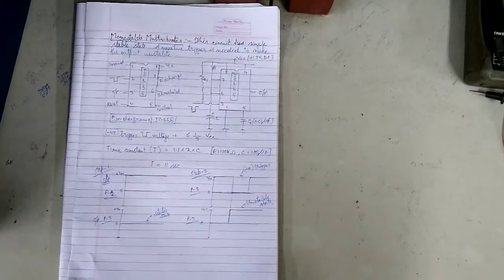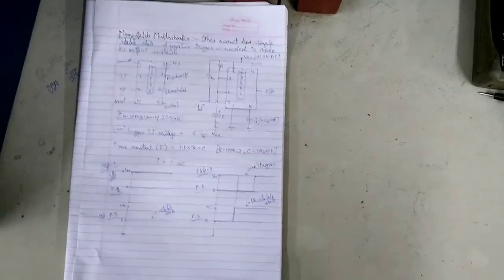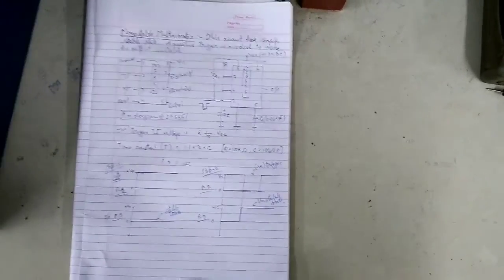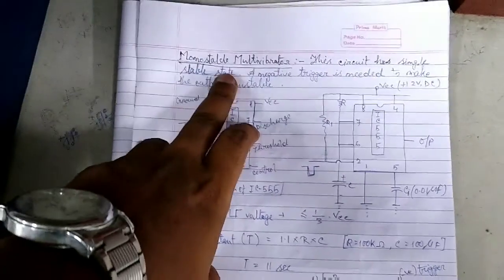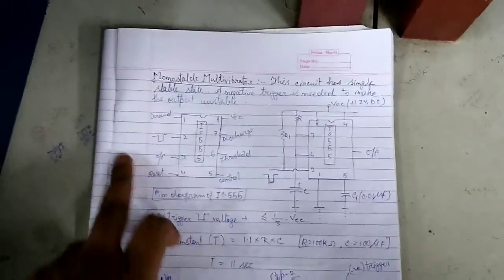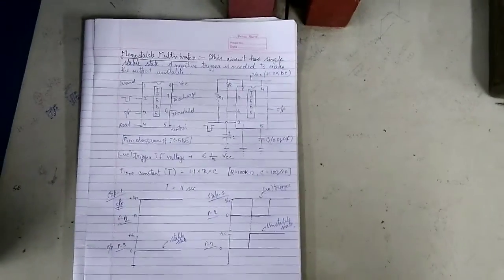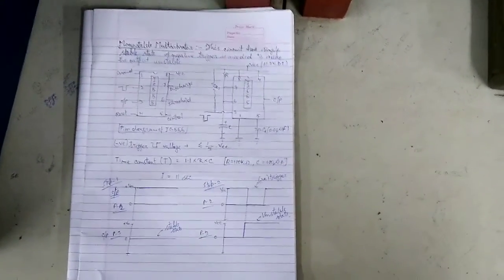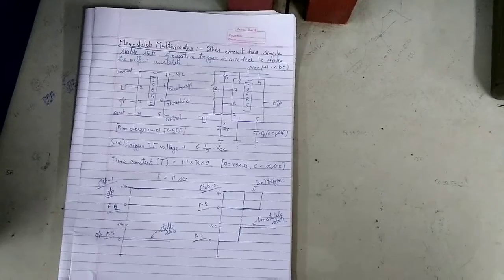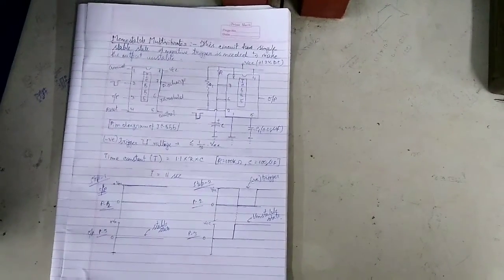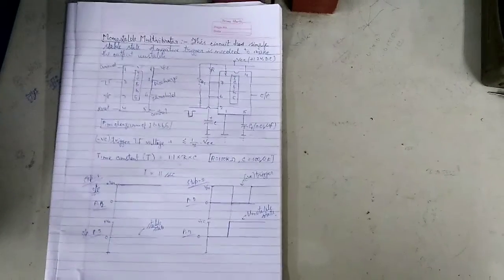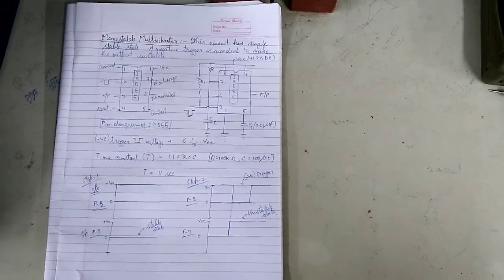Hello students, this is another multivibrator. Before we have studied about astable multivibrator. This multivibrator is called monostable multivibrator, and this circuit has a single stable state. That means we will have some DC output, as we are saying that we will have a stable state. So stable means it does not have any fluctuating output state or any frequency. We will have DC output here.